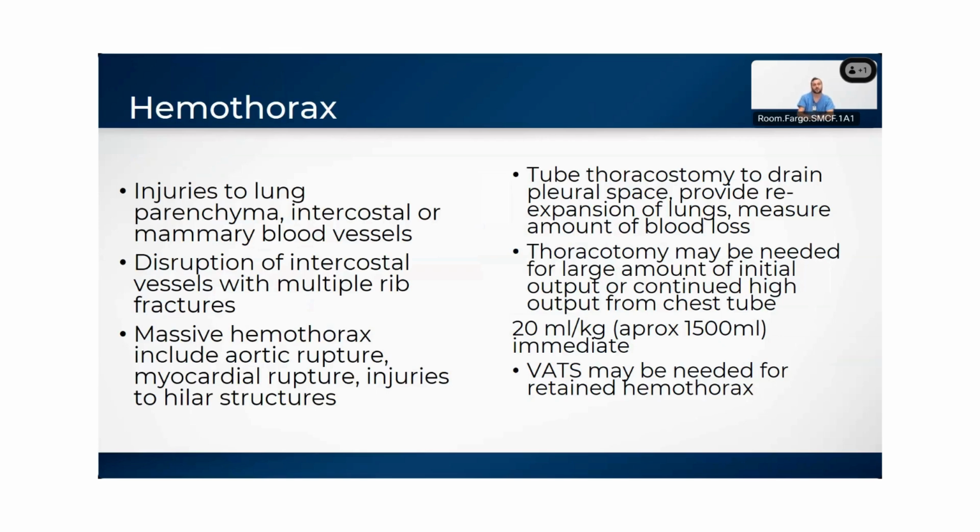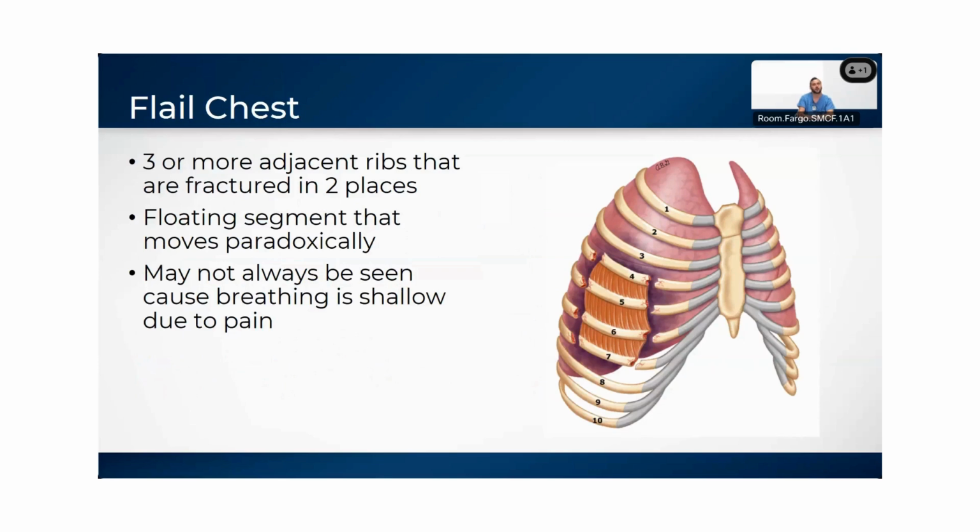Remember, patients that have multiple rib fractures in multiple different places, you hear of a flail chest, and this is 3 or more adjacent ribs broken in 2 separate places. That piece will float, can move paradoxically, but it may not always be seen if your patient is shallow breathing due to pain. Other things that I did not talk about would be pulmonary contusions, lacerations, tracheobronchial injuries, but understanding that those are also involved in the problems of breathing.